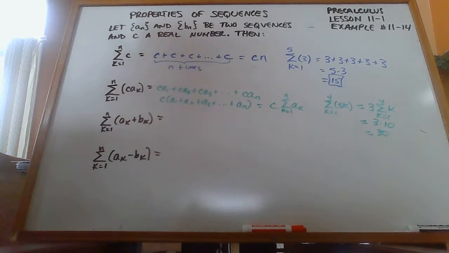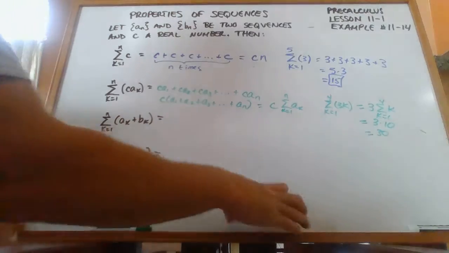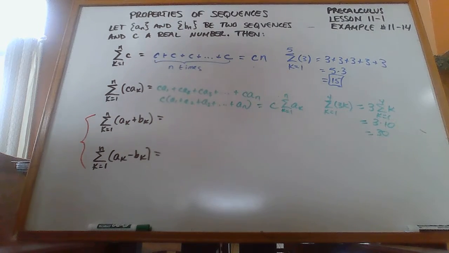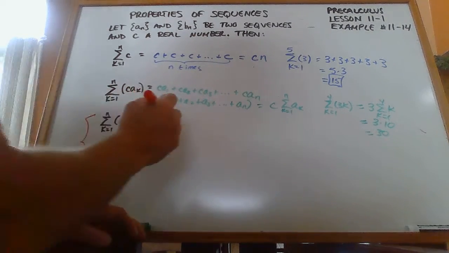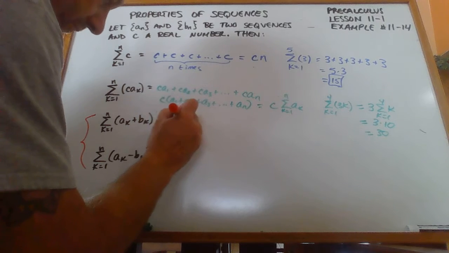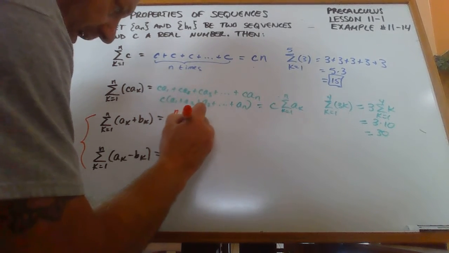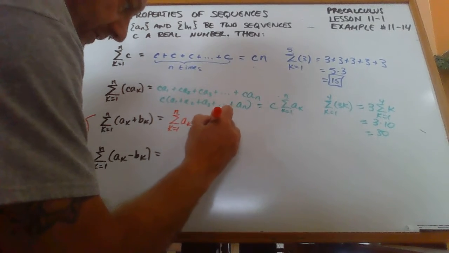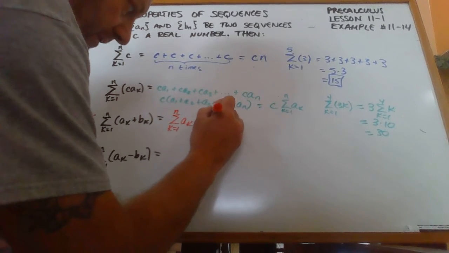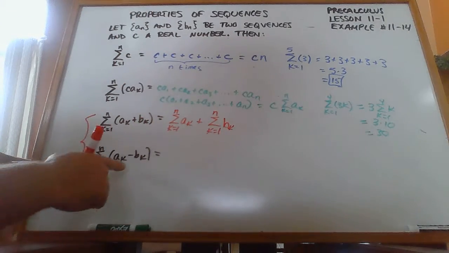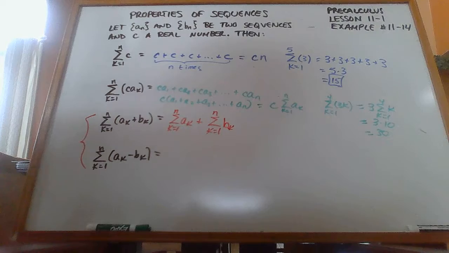Next, these two are actually the same thing, and I'm only going to do one of these. The sum from k equals 1 to n of the a sub k plus b sub k's. What I get to do here is break this apart, and this is going to be equal to the sum from k equals 1 to n of the a sub k's plus the sum from k equals 1 to n of the b sub k's. And it works the same way for the subtraction one, except there's a minus sign in there.